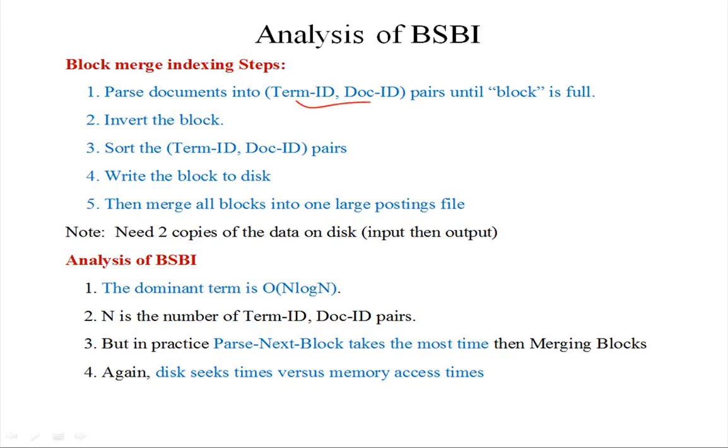Parse documents into term ID and document ID pairs until the block is full. Invert the block. Inverting means taking a term ID and identifying in which documents that term exists. Sort the term ID document ID pairs, write the block to disk, then merge all blocks into one large POSIX file.